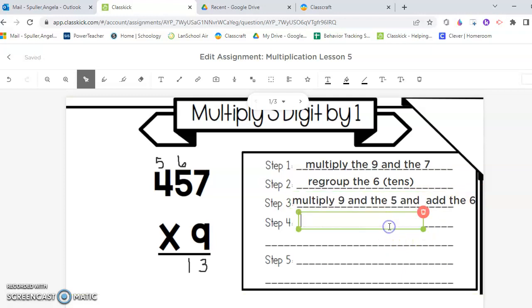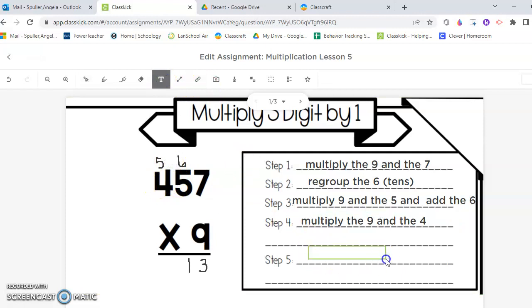All right, now step 4, right, is to multiply the 9 and the 4. Okay, so 9 times 4 is 36 plus, last step, remember, add the 5. Okay, so we have 9 times 4 is 36 plus 5 is 41. What am I doing? I should just write it because that's what I did with the others. 41. So there's my answer.